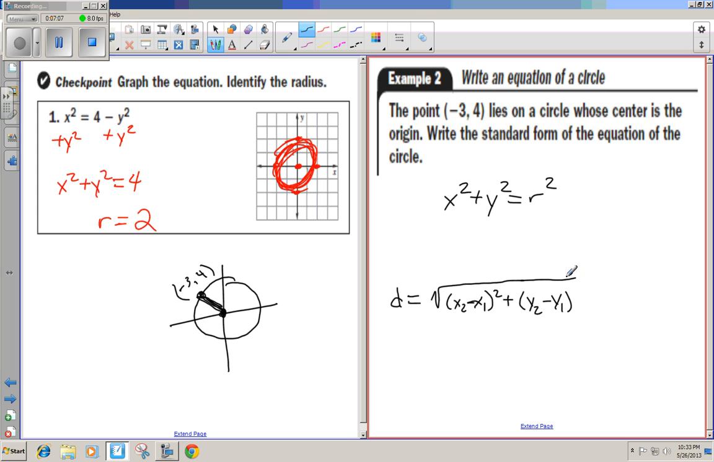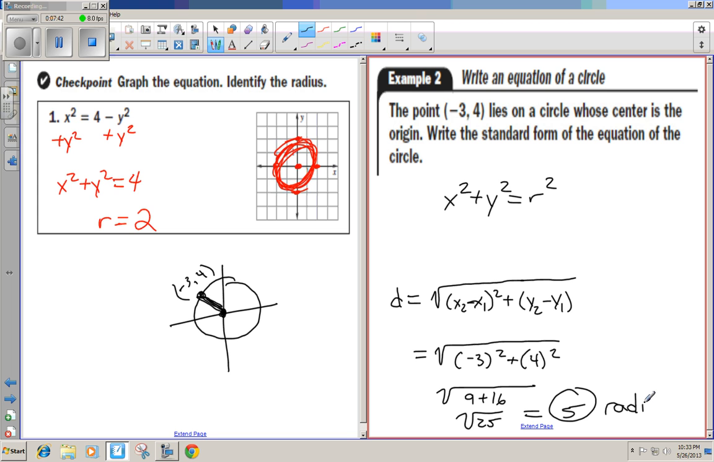So this was a long time ago you had to do this, but this is the distance formula. And since one of the points is 0, 0, it really should not be too tough. It's just -3 squared plus 4 squared. That's the square root of 9 plus 16. That's the square root of 25. The square root of 25 is 5. So my radius is 5.